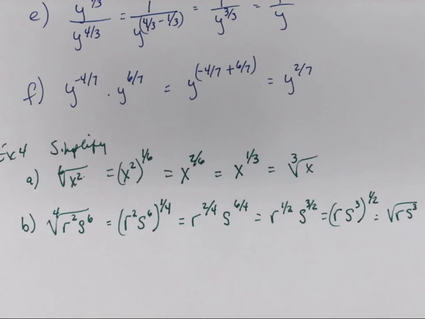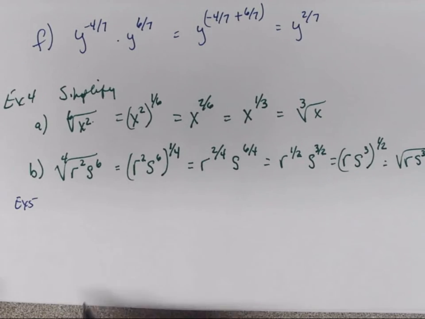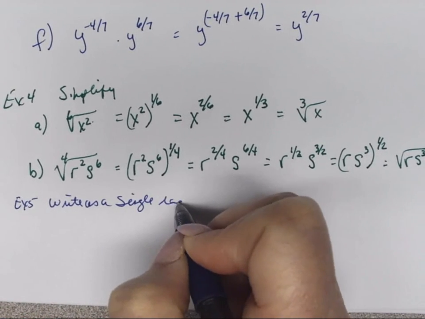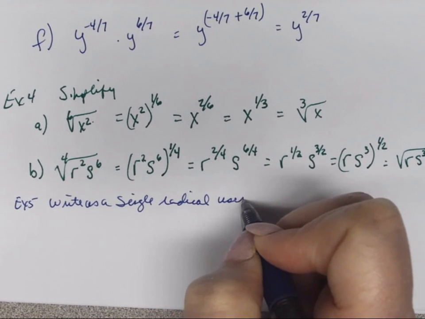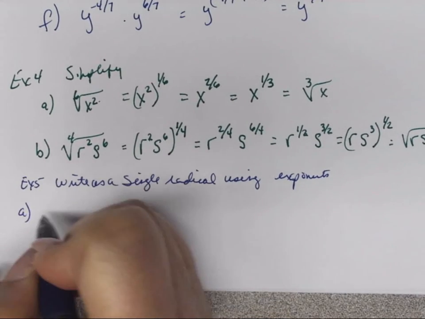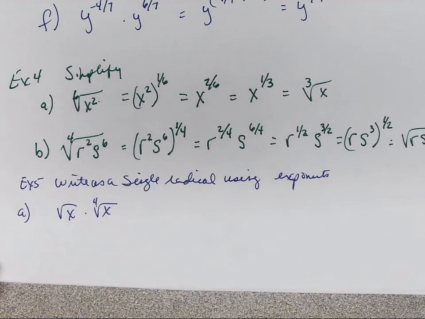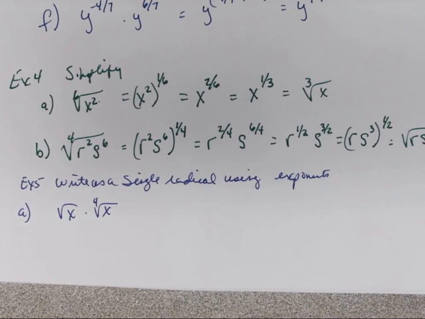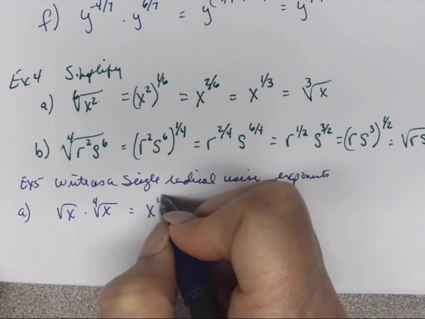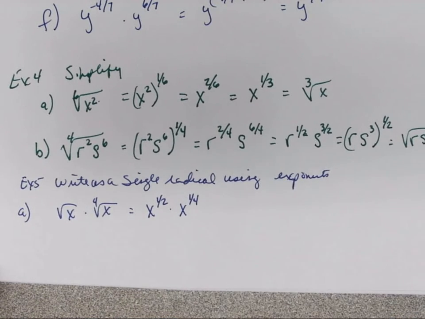All right, our next example. So example 5, we want to write as a single radical. And we want to do this using our exponents. All right, so we have the square root of x times the fourth root of x. So we have two terms, and we want to write it as one term. So in order to do this, we're going to remember square root of x is the same thing as x to the 1/2, and it's being multiplied times x to the 1/4.